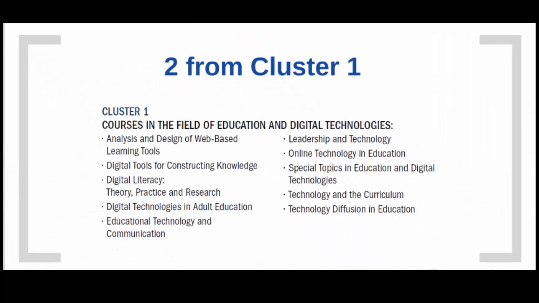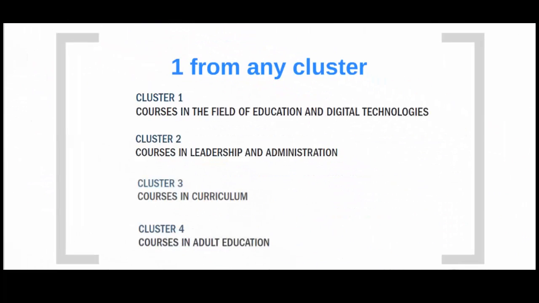MA students are also required to take 2 courses from Cluster 1. MA students also have the option of taking 1 course from any of our 4 clusters. After completing 6 courses, MA students move towards a 4-course thesis. Students select and work with a key supervisor throughout this process.